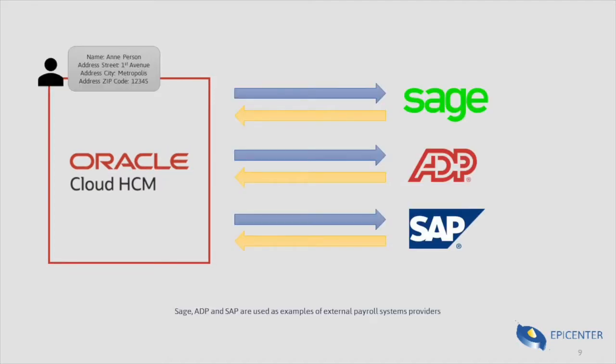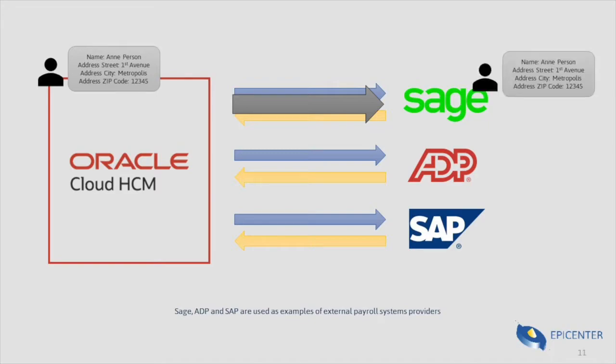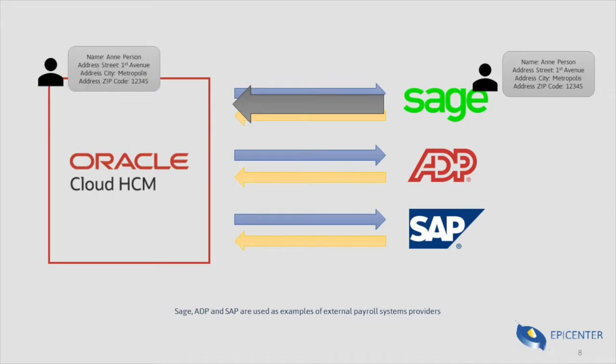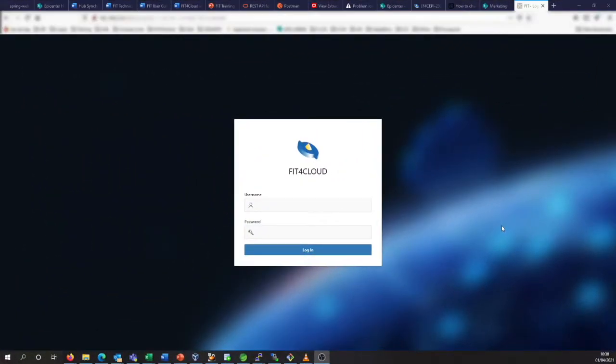We're going to go through the steps of configuring an outbound interface from Oracle HCM Cloud to the payroll system. After checking that the process has been completed correctly, we'll then configure an inbound interface from the payroll system to Oracle HCM Cloud to pick up any changes made in the external payroll system and sync them up with employee data in Oracle. So we're at the login page, which can support single sign-on or native authentication.